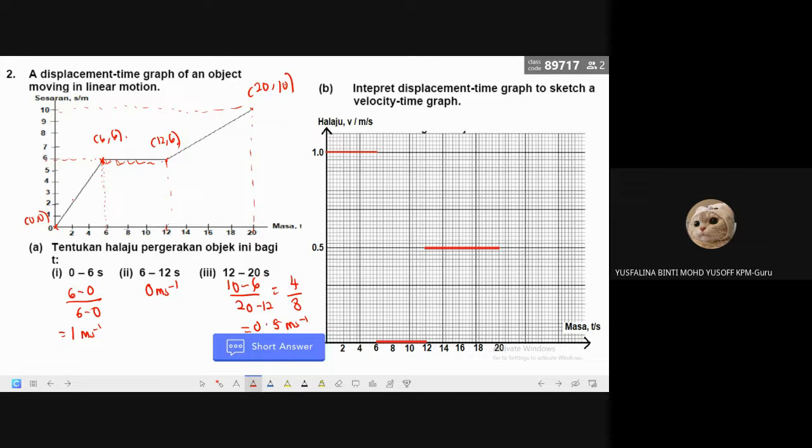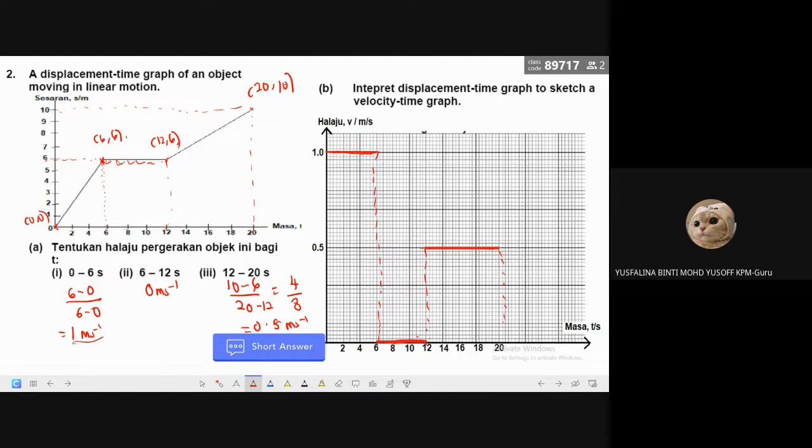Alright. Then the next question asks you to interpret the displacement against time graph to sketch a velocity time graph. Okay, for 0 to 6, you get 1, right? So you can see here the graph, they underline it at 1. But then 6 to 12 seconds is 0, so it is on the x-axis here, because it's 0. Then after that, from 12 to 20, you get 0.5, so it has to be 0.5 here. Then actually they need to put the line like this.